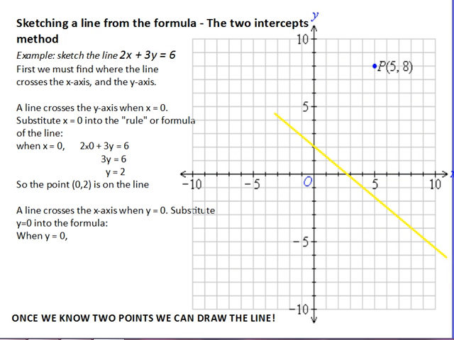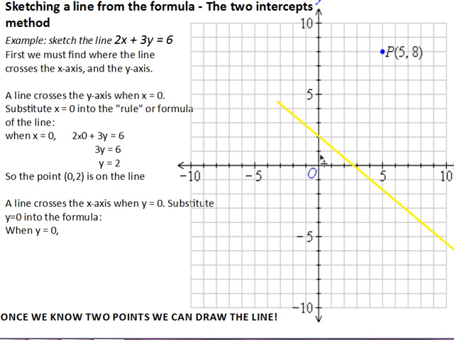So what we're going to do now is sketch a line using the method of finding the two intercepts. So we've got a line here. This is the line that we're going to sketch. Again, it's a line that's in a bit of a different format than we're used to.